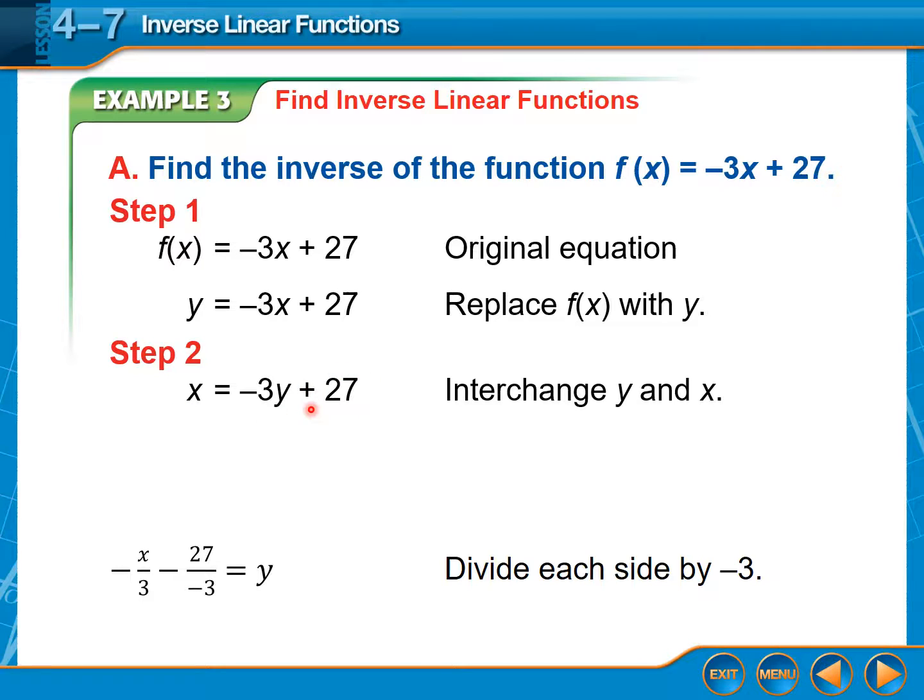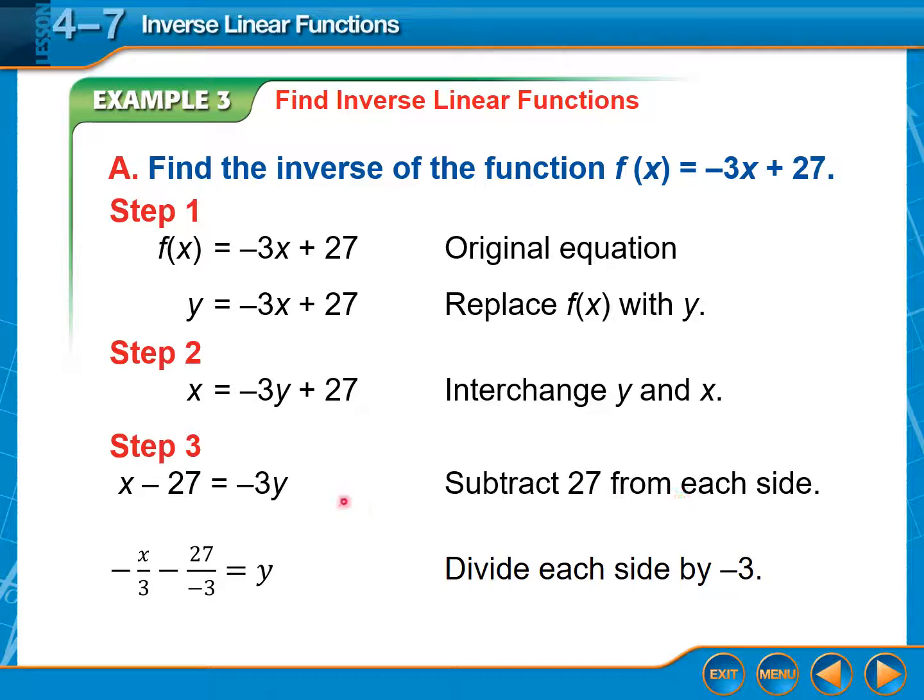So right now I'm adding 27. So if I want to take that away, I need to subtract 27 from here and from the other side of the equation. So it would look like this. We subtract 27 from both sides, so instead of x equals negative 3y plus 27, we've got x minus 27 equals negative 3y. We just took this 27 and moved it to the opposite side, so it became negative 27.